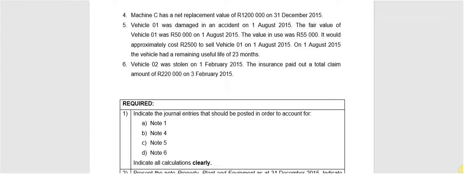In note number 6, vehicle 02 was stolen on 1 February. The insurance paid out a claim amounting to 220,000 Rand on the 3rd of February 2015.